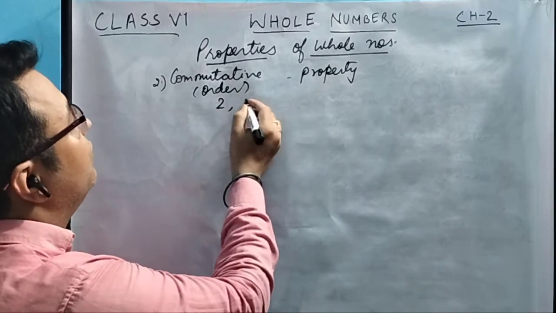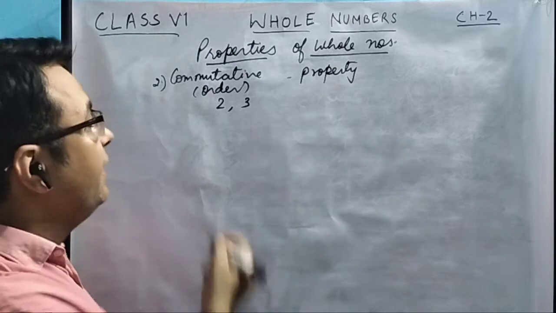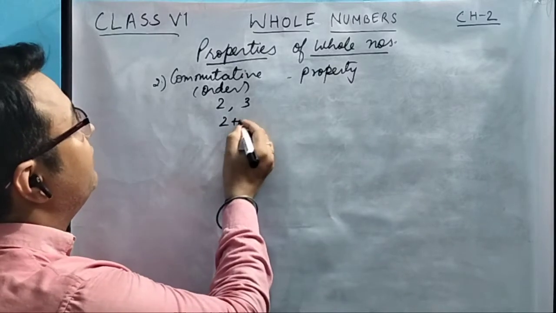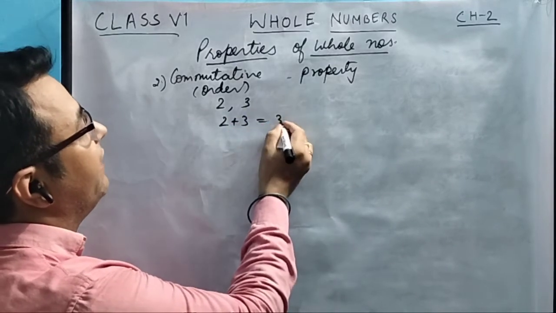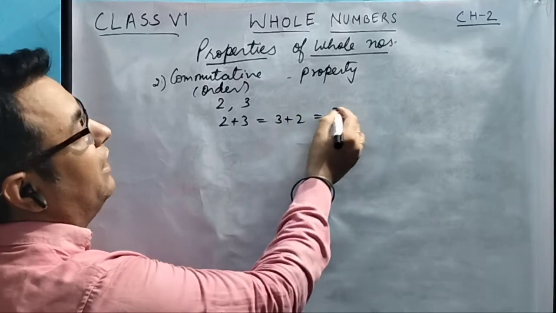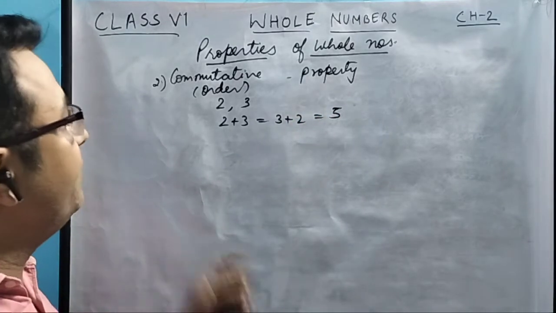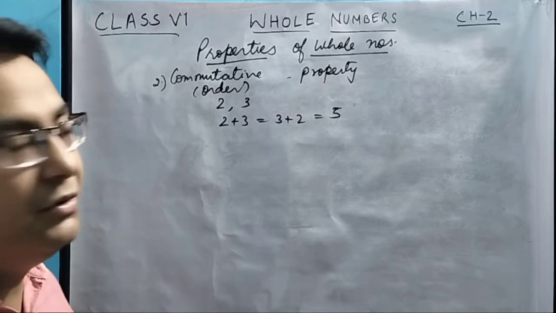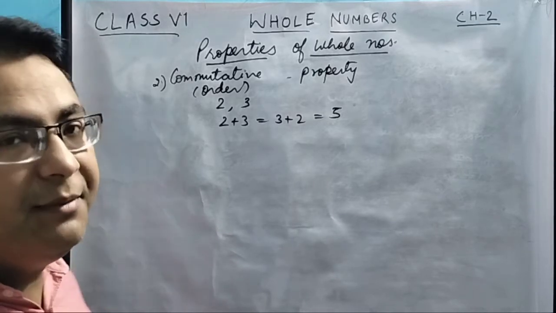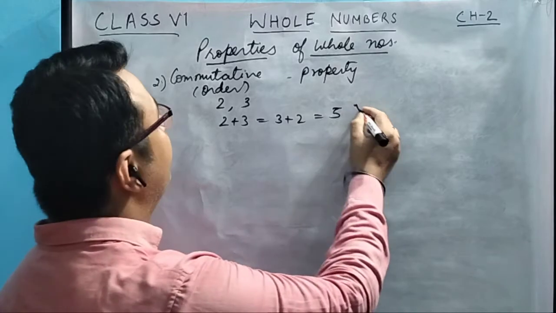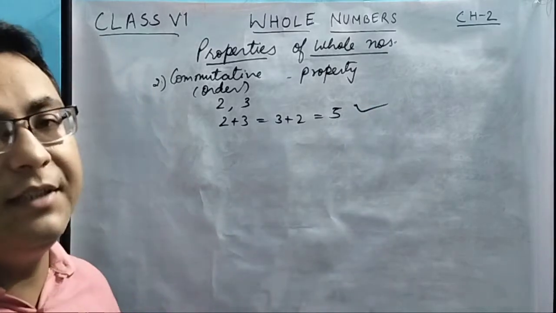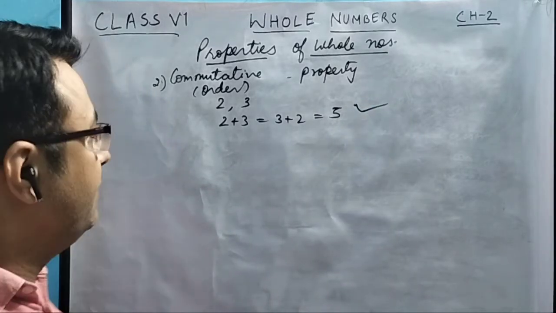Suppose we are having 2 whole numbers, 2 and 3. We can add them in 2 ways. First way is 2 plus 3, second way is 3 plus 2. So in both the cases we will get the same result. Either we add 2 plus 3 or we add 3 plus 2, in both the cases we will get same result. So it means that commutative property is satisfied for addition of whole numbers.